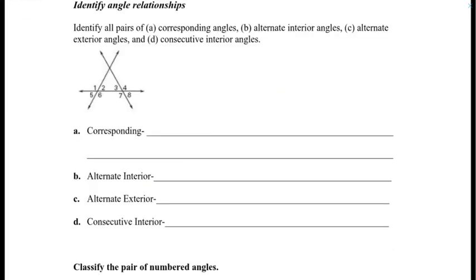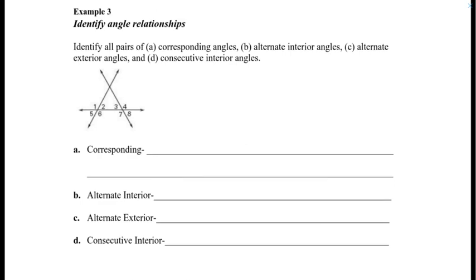All right, so let's lastly take a look at identifying different types of angles and classifying the angle pair relationship. So in this diagram, we're going to try to find all of the different corresponding, alternate interior, alternate exterior, and consecutive interior angles. So corresponding angles, remember, they're going to be in the same position of each intersection.